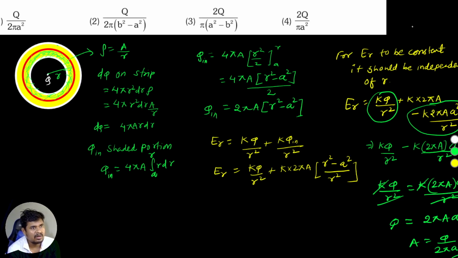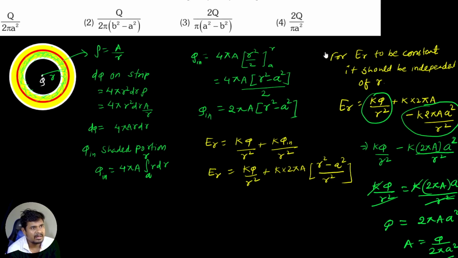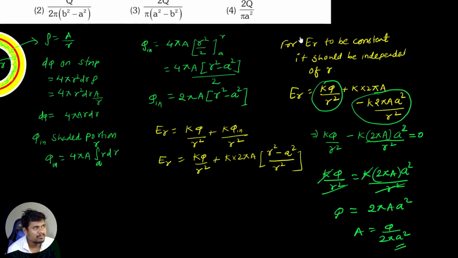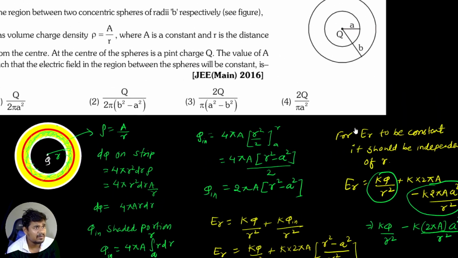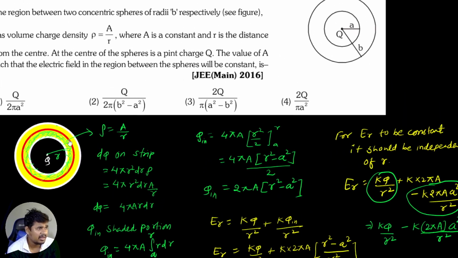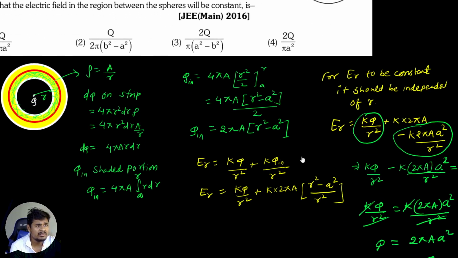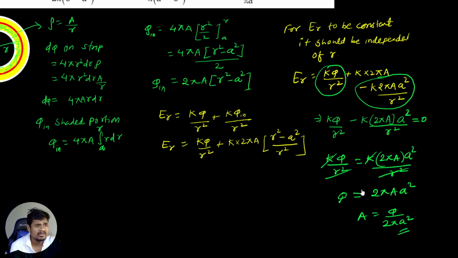I hope you have understood it. Again, I am just telling you the important point here. In this region we find the electric field as a function of r, and because it is said that the electric field is constant in this region, it should be independent of r. We calculated the value and then equated the variable term in r to 0.